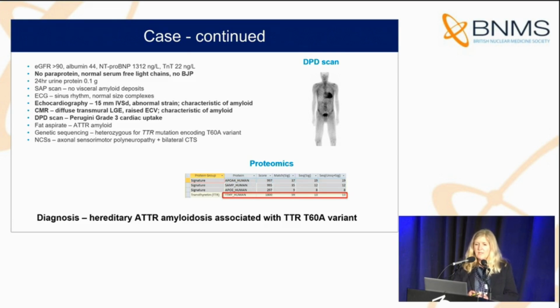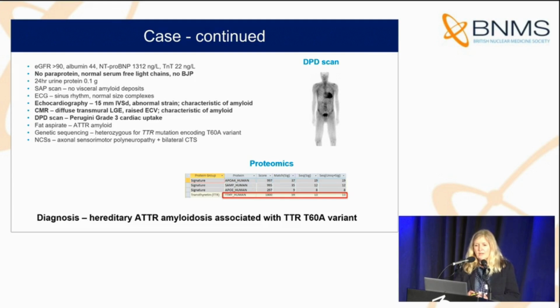No paraprotein was detected, the serum-free light chains were normal, and there was no BJP in the urine, so there was no plasma cell dyscrasia. He had an SAP scintigraphy scan, which didn't show any visceral uptake. His ECG showed sinus rhythm with normal-sized complexes. The echocardiogram was characteristic of amyloid with increased wall thickness of 15 millimeters. There was also abnormal strain with that bullseye appearance.